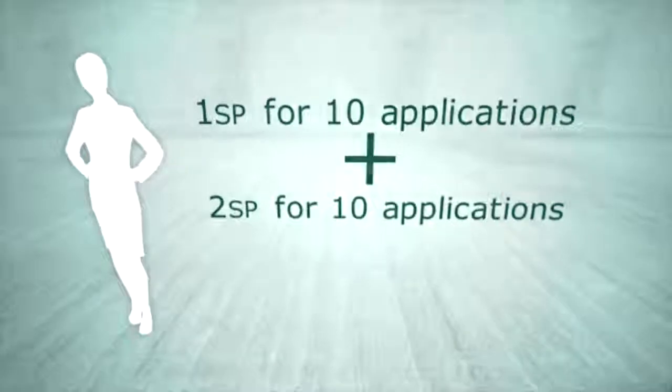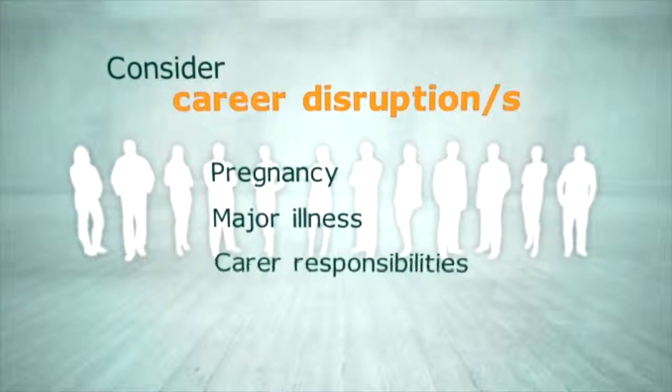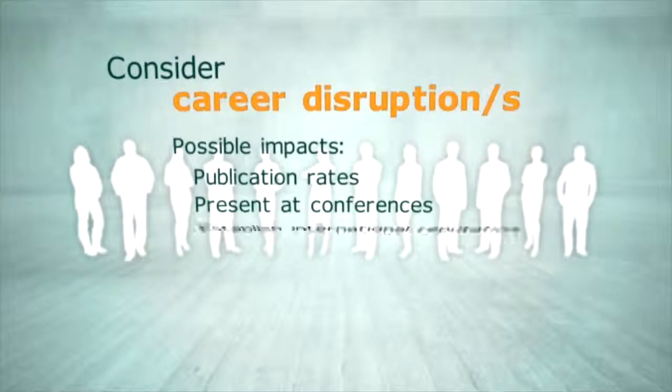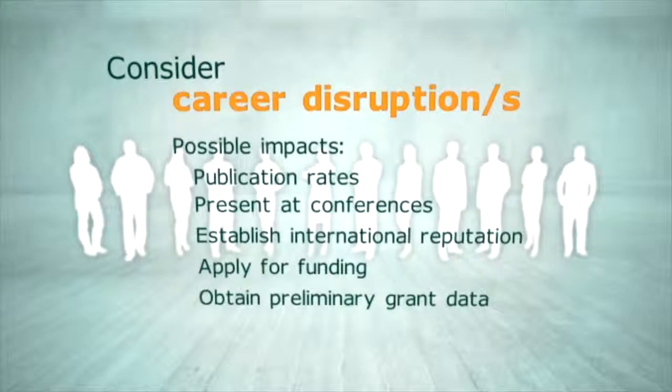Each panellist will have been asked to act as a primary spokesperson for around 10 applications and as secondary spokesperson for a further 10. When reviewing applications with career disruptions, panellists take into consideration that career disruption, including pregnancy, major illness, and carer responsibilities, can have long-lasting impacts on a researcher's career progression. These types of disruptions may not only impact negatively on publication rates, but can severely diminish opportunities, such as the ability to present at conferences, or to establish an international reputation or apply for funding. It can also make it difficult to obtain preliminary data for grants, or take on new students.